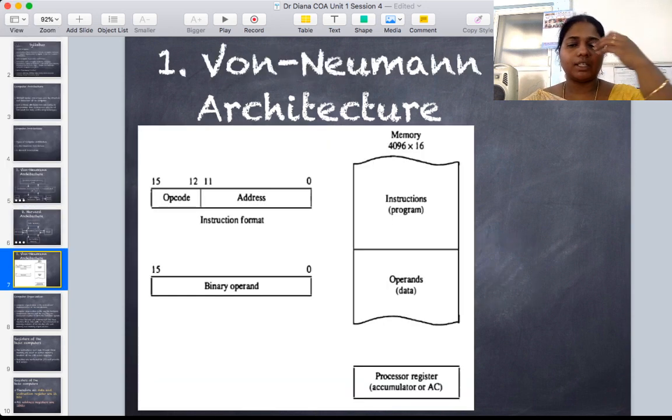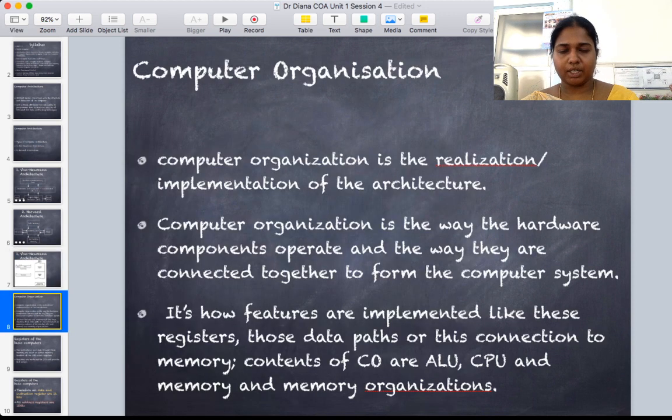Now we have seen that the instruction and the data operands are stored in the same memory, and our instruction format is going to be 16 bits and our data is going to be 16 bits, because our memory was designed with a 16-bit word. So there are 4096 such words or locations in memory, each capable of storing 16 bits. And we have also seen what computer organization is. It is the realization or implementation of the basic design into hardware.